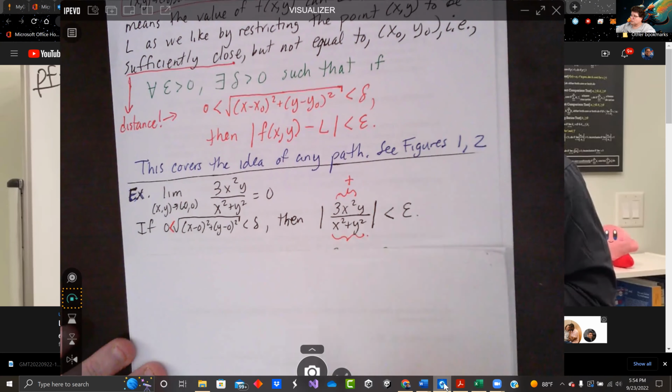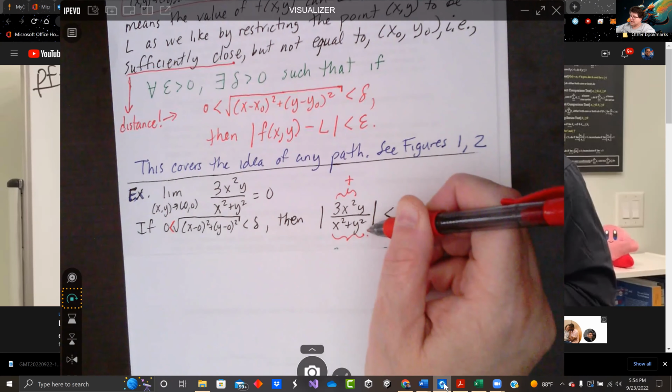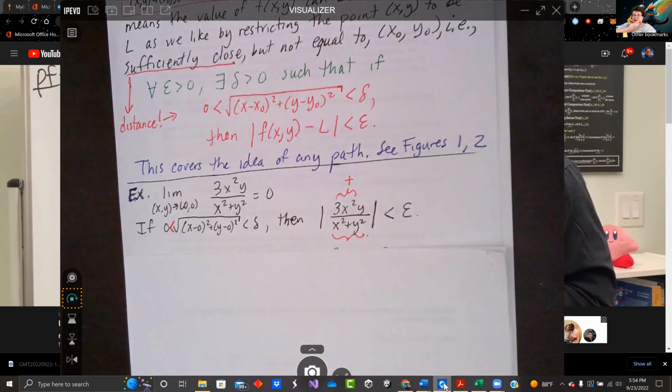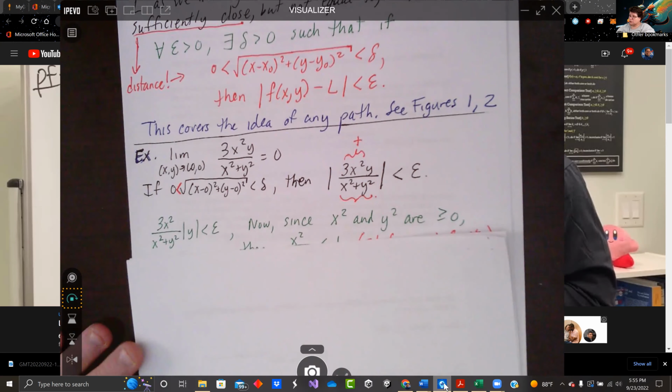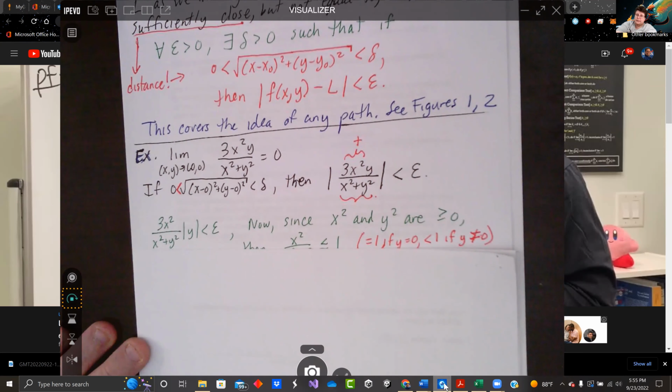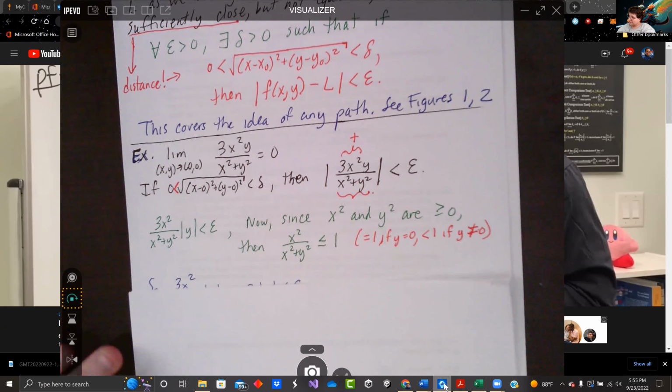Notice that the 3x squared is positive, as is the x squared plus y squared. They can come outside of the function or the absolute value. So we have 3x squared over x squared plus y squared, times the absolute value of y, is less than epsilon. And now we're going to take a look at the following interesting little trait.